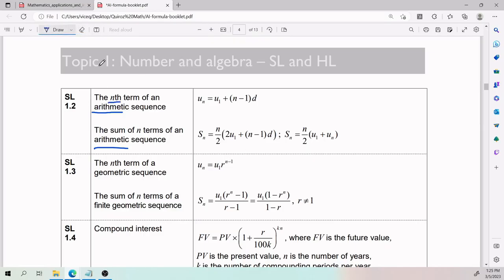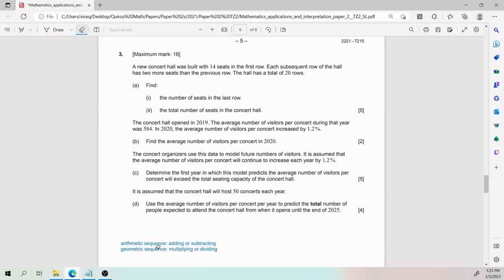We have the nth term, which is, say, if you're trying to find the 9th term, that would be your nth term. So n would be 9 in that case. And we also have the sum of n terms. Since we're trying to find the last term, your n can't be "last," because that's a word, not a number. But what is my last row? Well, oops, sorry about that. My last row is the 20th one. The hall has a total of 20 rows, so my last row is when n equals 20. Now we're getting somewhere.